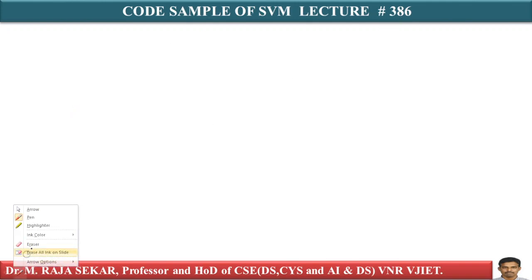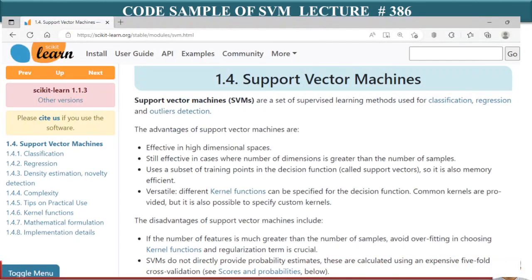In this lecture, we will try to understand code samples of support vector machines. We will look at some code for support vector machines on scikit-learn. If you notice, there is huge documentation for support vector machines. If you go to the scikit-learn page, scikit-learn.org stable modules svm.html, we will get huge documentation, everything about SVM.